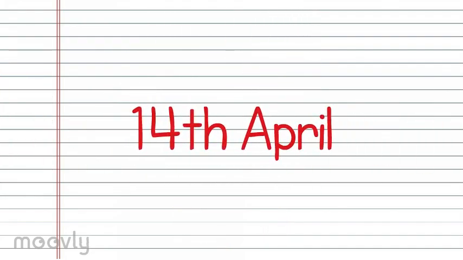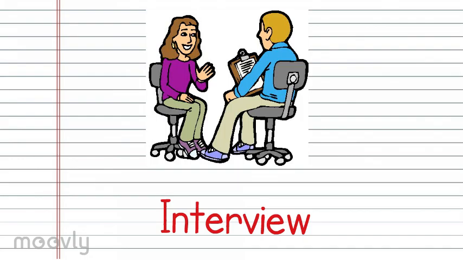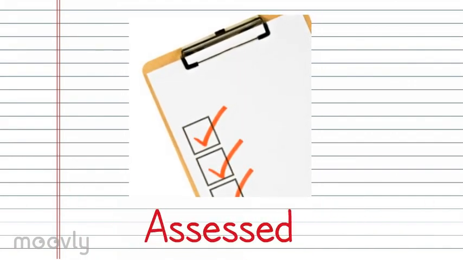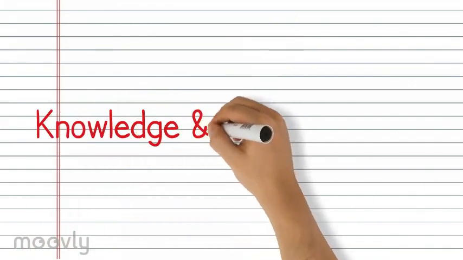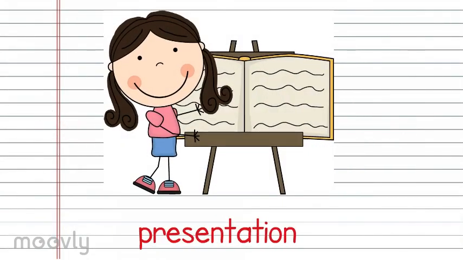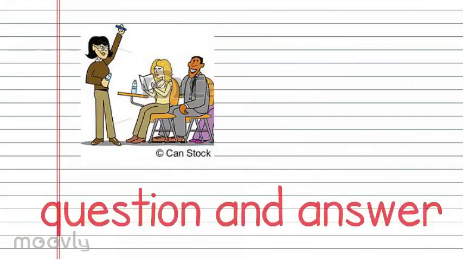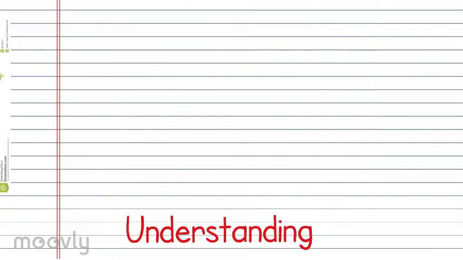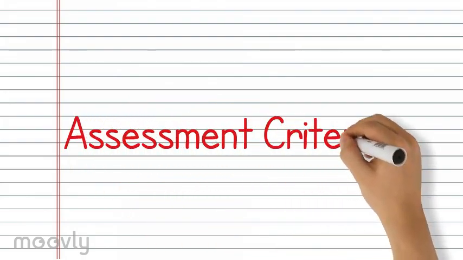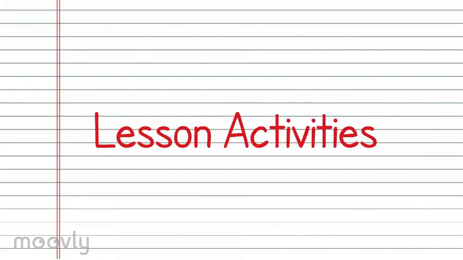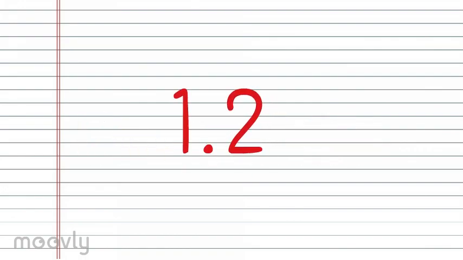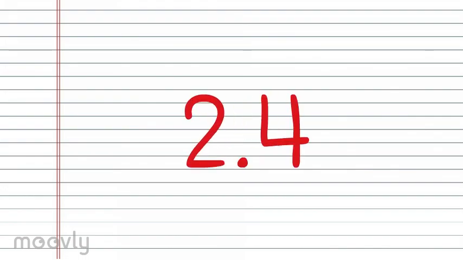On the 14th of April, each group interviewed each other on the topic area assigned to them. They were assessed according to their knowledge and understanding, the structure of the report, and the presentation of the topic area. Students were given 40 minutes to interview each other, after which question and answer sessions were conducted in order to consolidate their understanding of the topic area. The activities conducted on this day correspond to assessment criteria number 1.2, 1.4, and 2.4.